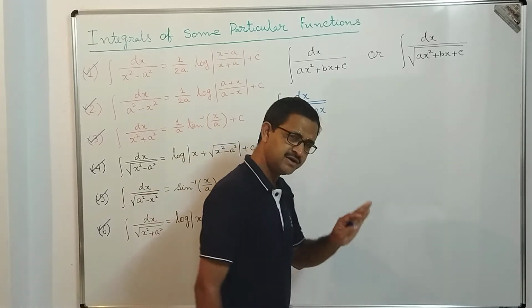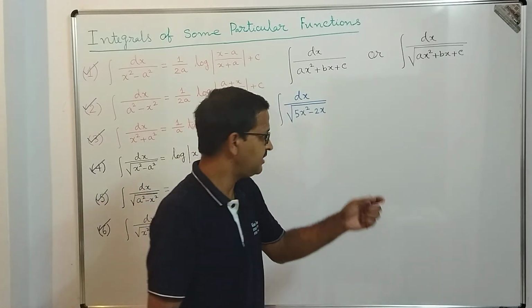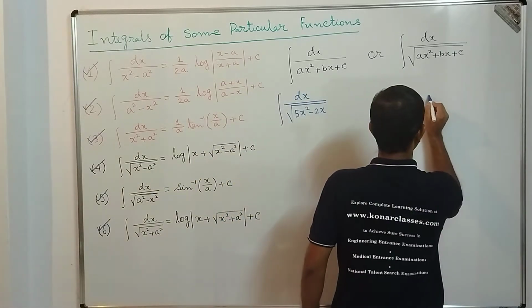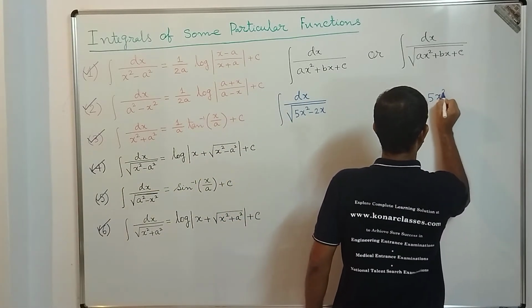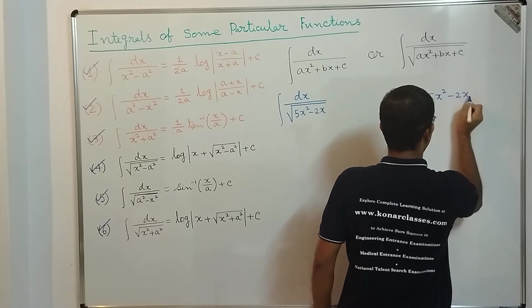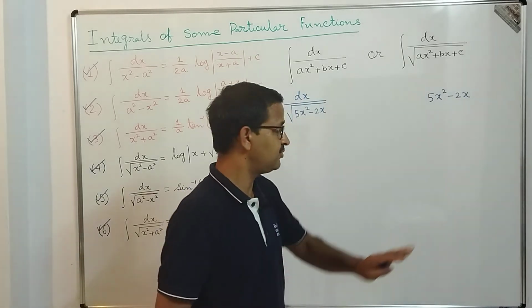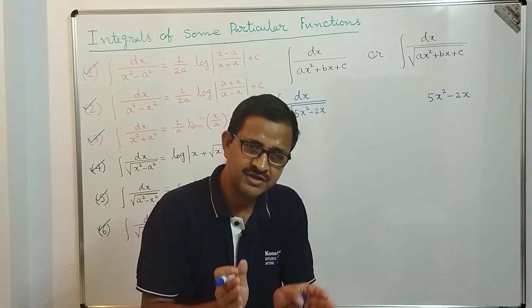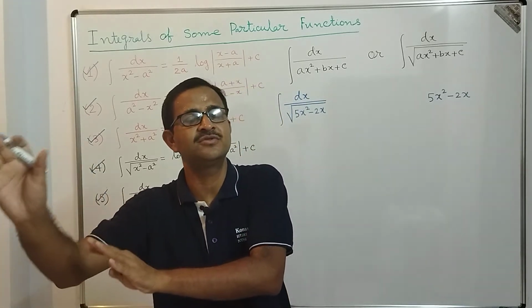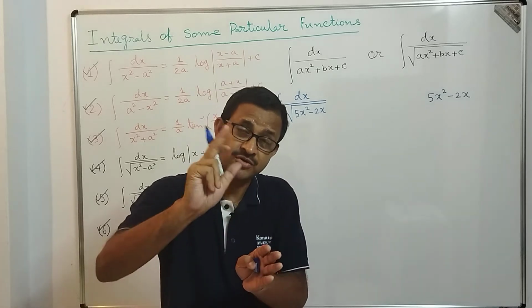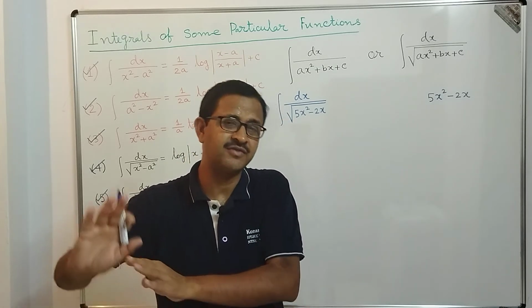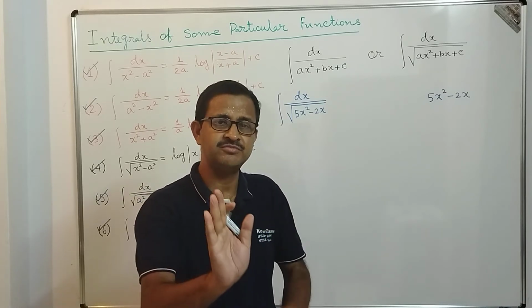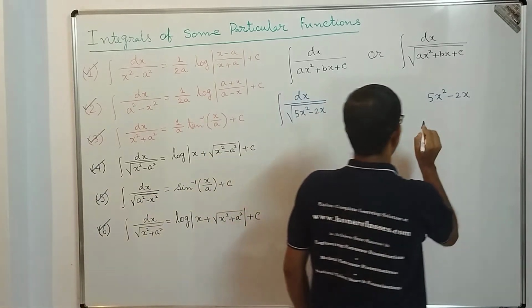So what is our target, dear students? Forget everything, only concentrate on 5x square minus 2x. So I write it here: 5x square minus 2x. Our target will be to give this expression in the form of x minus some constant whole square minus or plus some other constant whole square. That should be our objective. Now to fulfill this objective, we need to follow some steps.